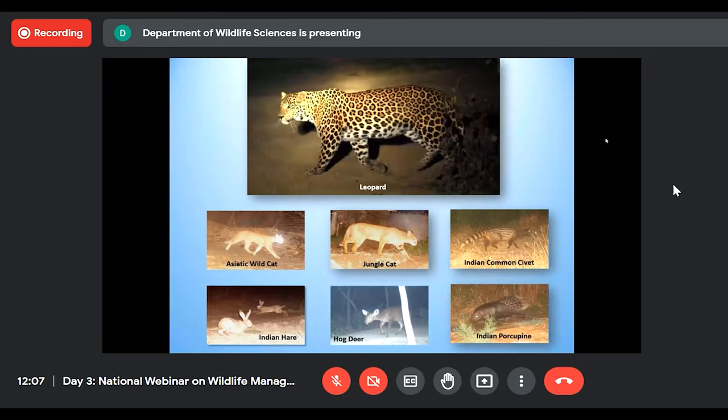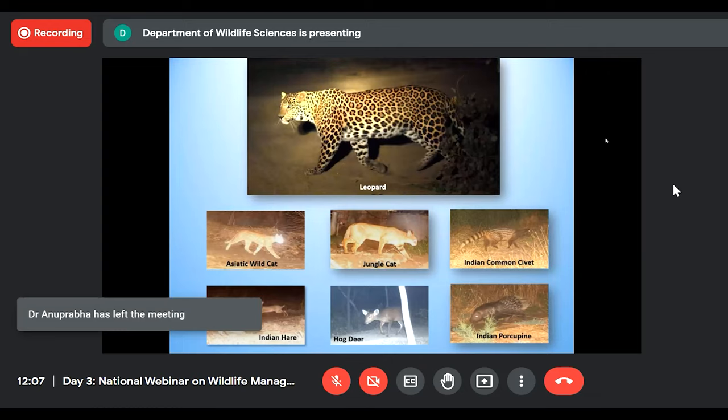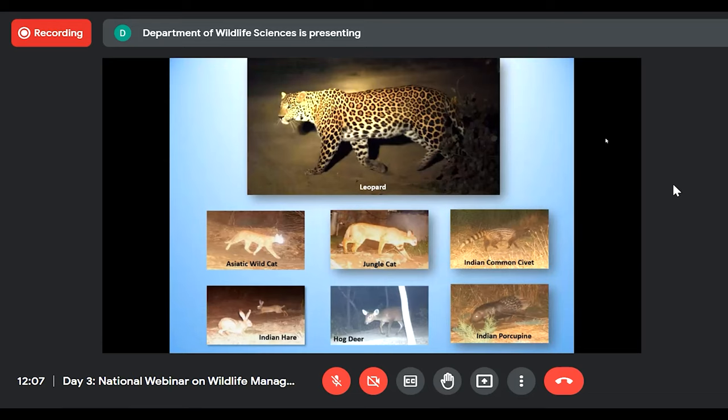Then you can see, in a barren land, the trophic structure was completed when a leopard entered Yamuna Biodiversity Park five years back. But you cannot keep it, so it was translocated from here to somewhere else. But yes, the jungle cat, Indian common civet, Indian hare, hog deer, which is very interesting to have, and porcupine. Except for the leopard, all are just enjoying life over here in our Yamuna Biodiversity Park. Next, please.